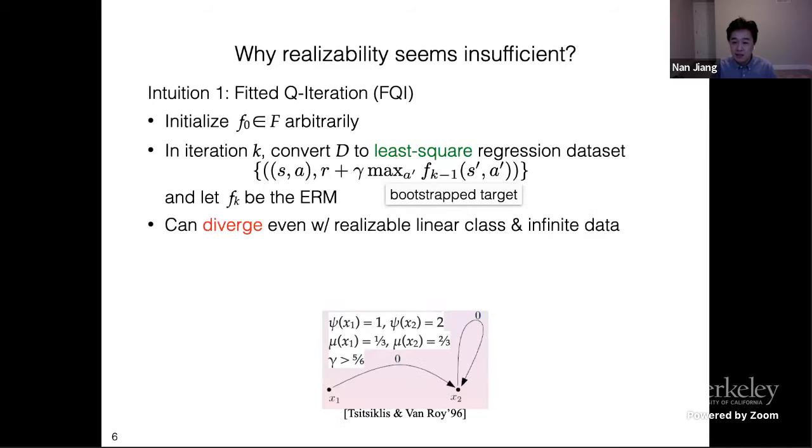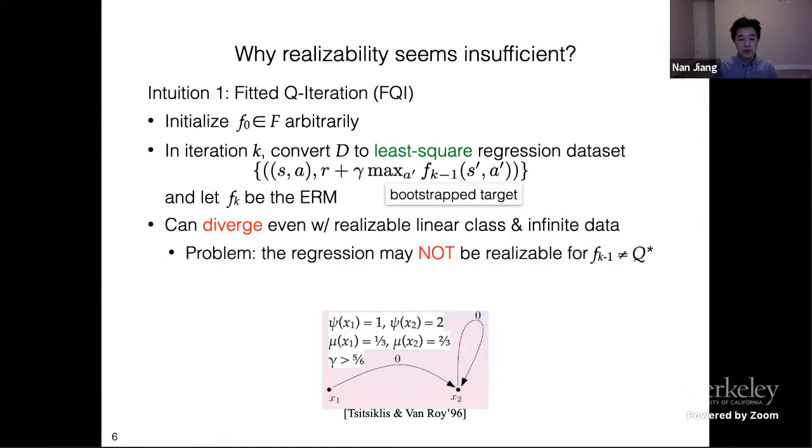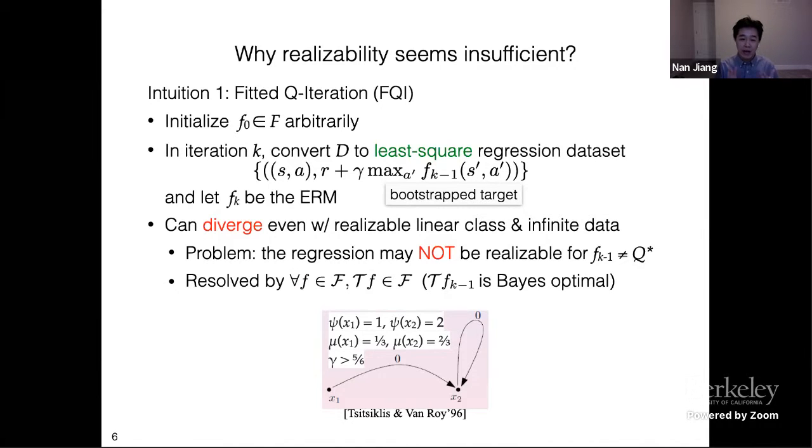However, as early as 1996, we already knew that fitted Q iteration and basically any ADP algorithm that uses one-step bootstrap targets will diverge even with a realizable linear class and an infinite amount of data. The reason is that even if your function class can represent Q star, it may not be able to represent the ground truth function for each regression problem we care to solve in fitted Q iteration. An easy fix to the problem is to assume that for any such regression problem we may care about, we can always represent its Bayes optimal predictor. And that's precisely this definition of no inherent Bellman error, this closure condition that I mentioned before.